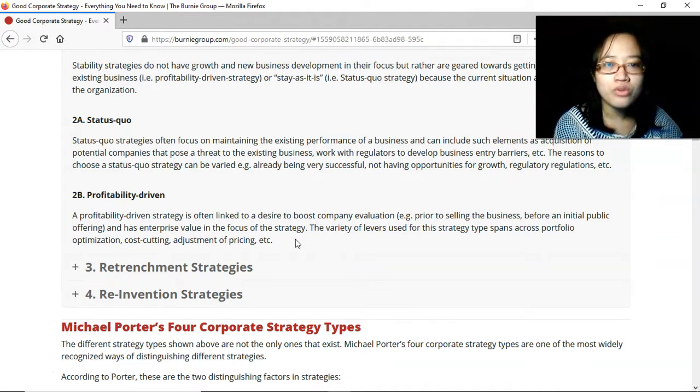Enterprise value is the focus of the strategy, okay? The variety of levers used for this strategy type spans across portfolio optimization, cost cutting, and pag binabaan mo yung cost, tataas yung profit, and then adjustment of pricing, either if you're looking at becoming a cost leader, and then ang gagawin niya doon is bababaan niya yung price ng product, but with the reduction in the price, there is an expectation of increase in volume, para yung total revenue would remain at the same level, kasi nga, stability strategy, okay?